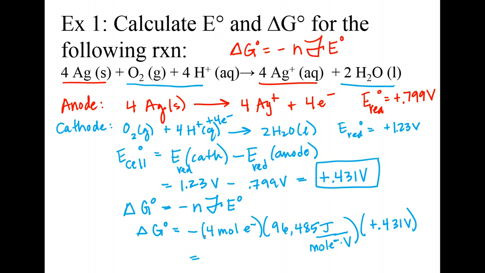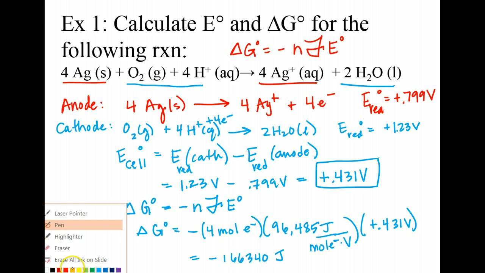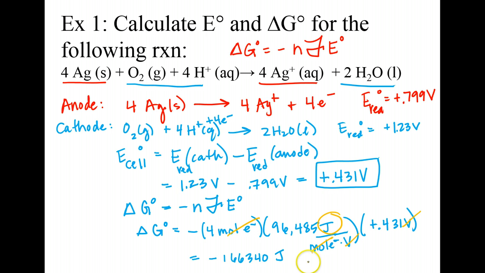And if you crunch that out on your calculator, you should get something like negative 166,340 joules. And the reason the label is joules is because the moles of electrons will cancel and the volts will cancel, and that will leave joules. Now that's an awfully large number to report as your answer, so more than likely delta G standard would probably be reported as negative 166 kilojoules.